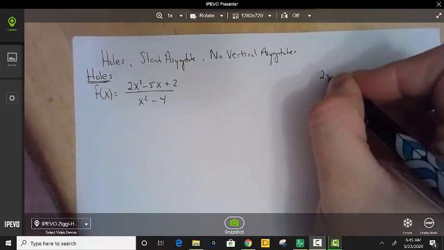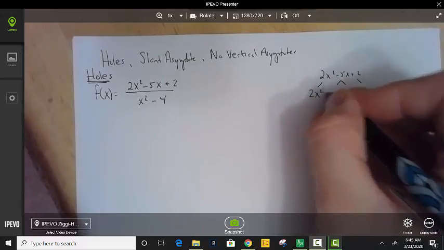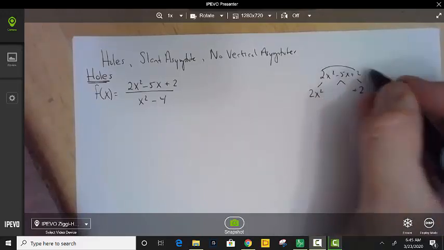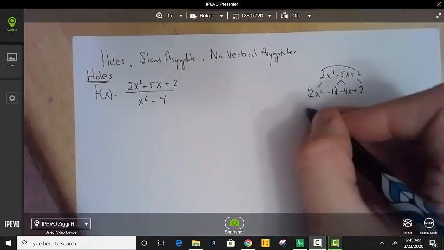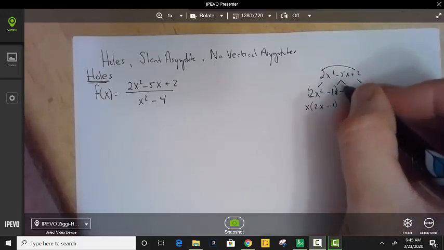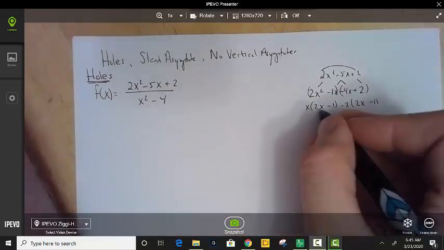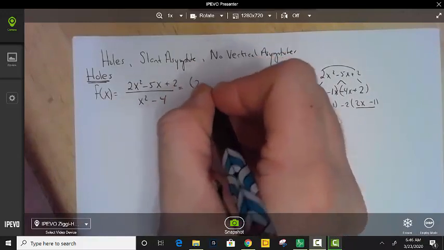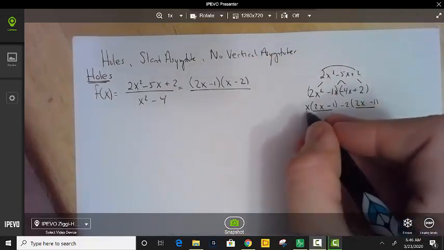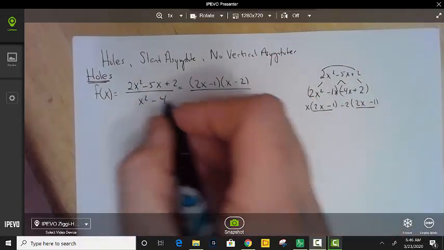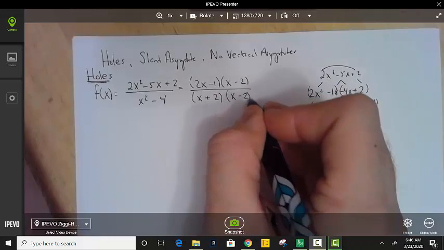So just real quickly, guys, 2x squared minus 5x plus 2. To factor this, it's a trinomial that doesn't start with 1. So we're going to have to find the factors of 4 that make 5, which are 4 and 1, both negative. And when we do factor by grouping, we get x times 2x minus 1, and then negative 2 times 2x minus 1, which means that this factors to 2x minus 1 times x minus 2. And then the bottom of this is a difference of squares, which just factors to x plus 2, x minus 2.